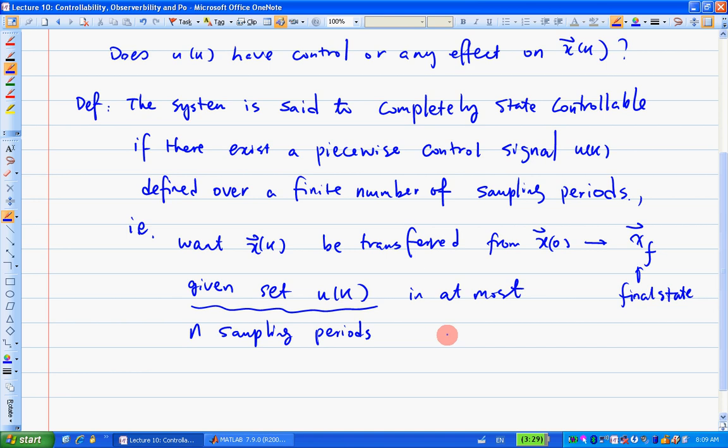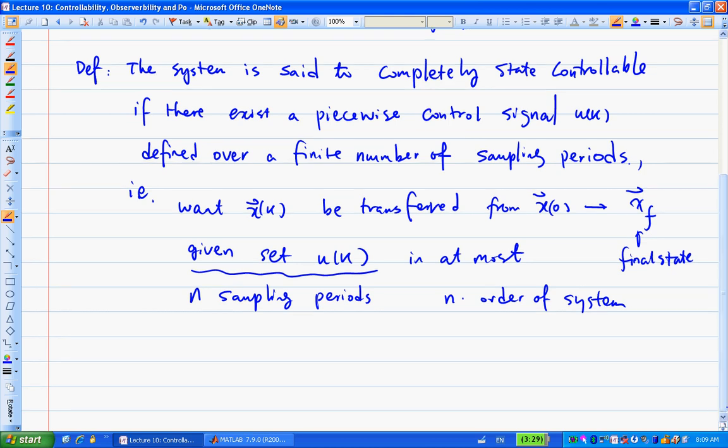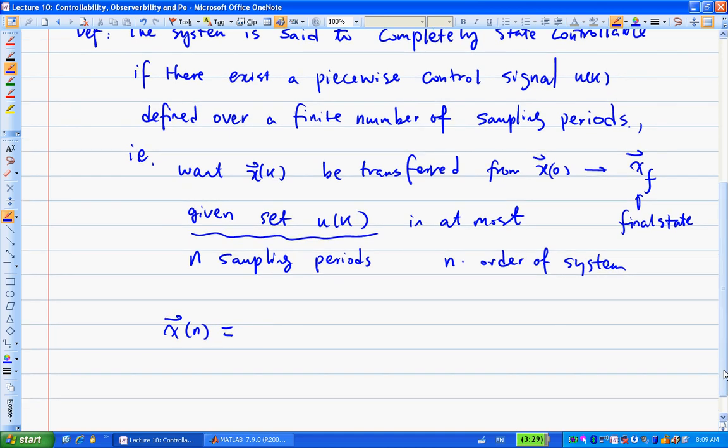So n here is the order of the system, or the size of the matrix, right? Size of the system matrix. Okay, so now if I write down, let's say, what would be the value of x of n, right?